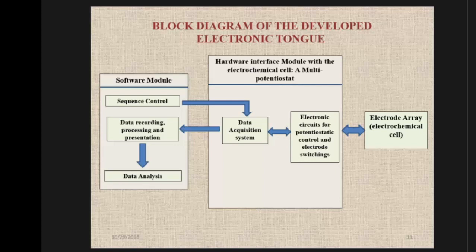So this is a block diagram. We have basically the 3 modules: the software module, the hardware module, where the data acquisition system and the potentiostat part are present, and the physical part, the sensor part, the electrode array. The work being discussed will involve this part and a little bit of this part also.